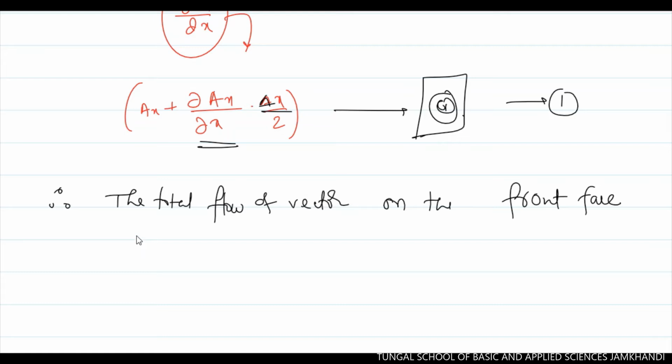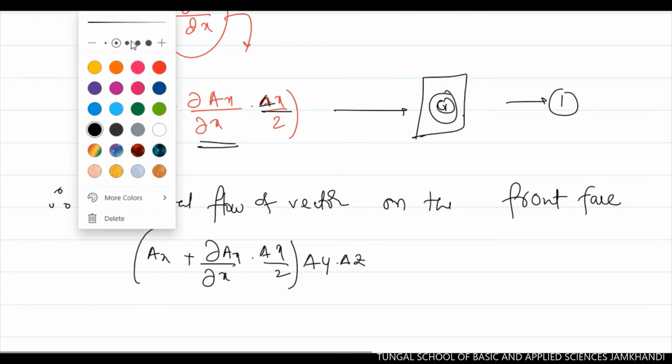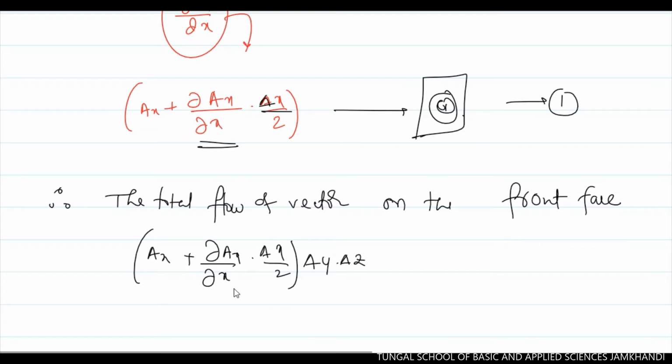Now this becomes ∂Ax/∂x into Δx divided by 2. This is only allowed for the x-axis. Similarly for y, that is given by Δy and Δz, because it is only this component. There is only dependency of Ay and Az. Therefore we are going to consider only the x component along with y and z. So it totally depends on only the x-axis.